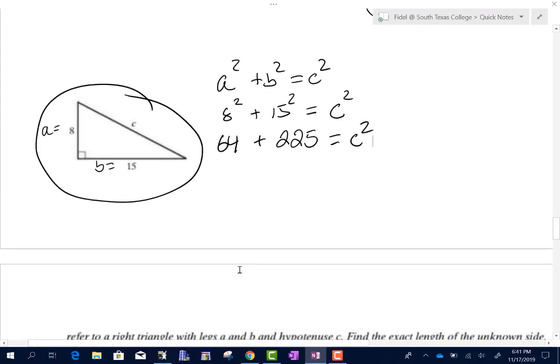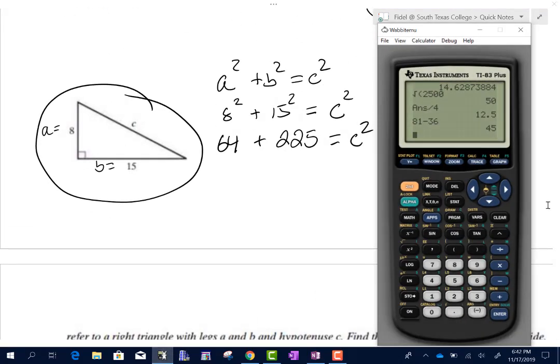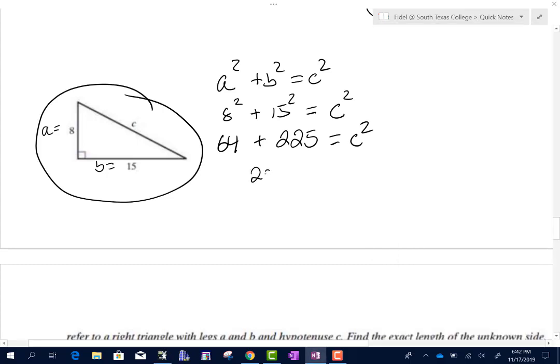Okay, give me a second. Let me grab my calculator again. Let's see, let's clear this out. So 64 plus 225, coming up with 289. Okay, so 289 equals C squared.